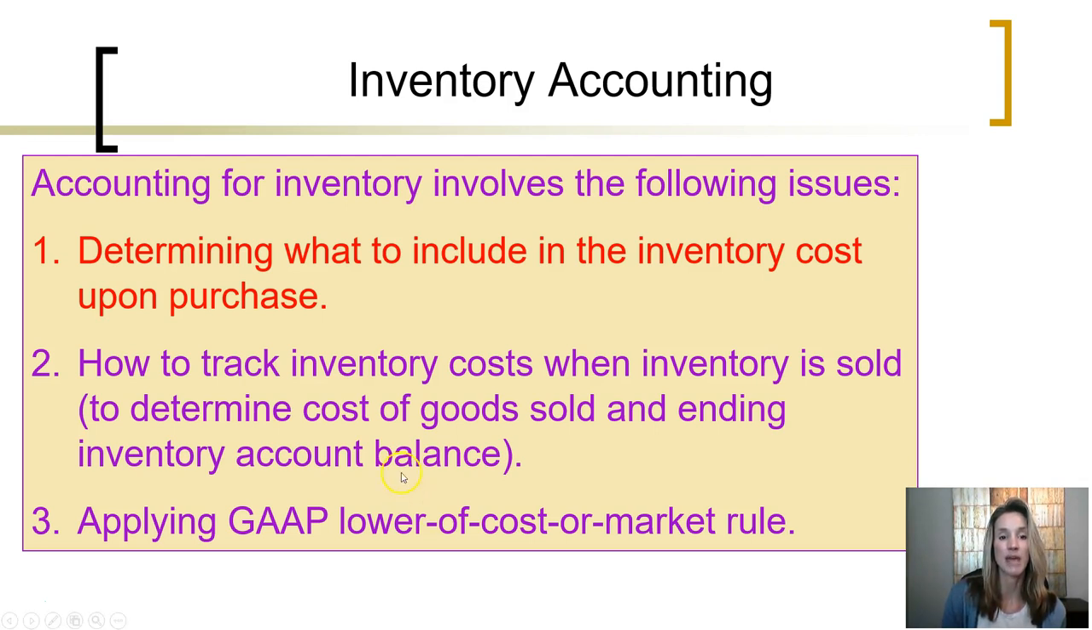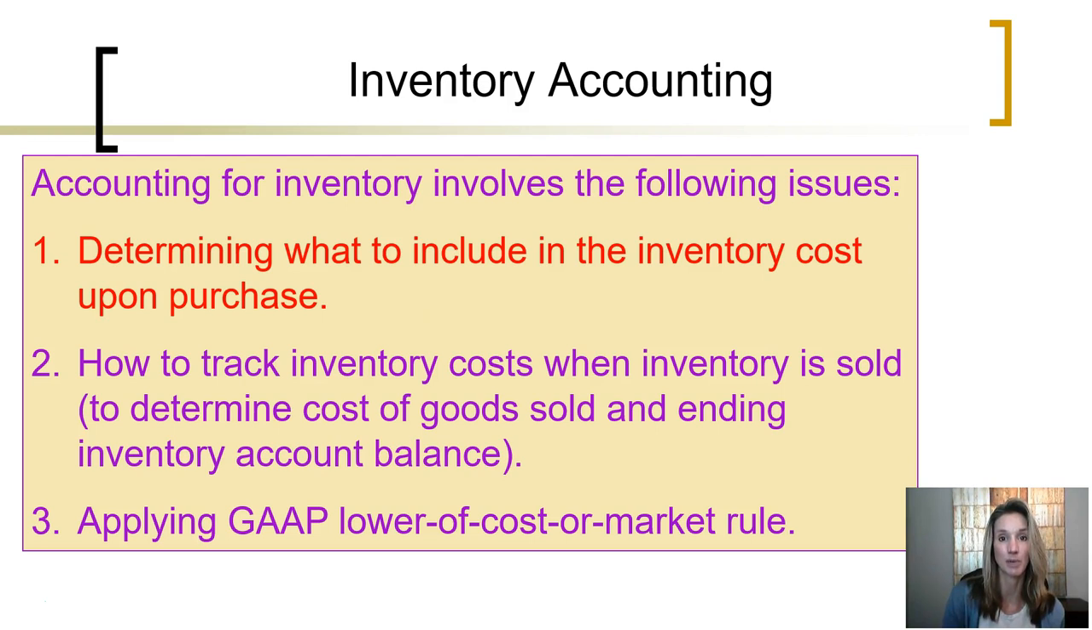The second will be how to determine the inventory cost, or how to track inventory cost as inventory is sold. This helps us determine the cost of goods sold to record, as well as what ending inventory is reported on the balance sheet. And finally, the third issue is applying a generally accepted accounting principle rule called the lower of cost or market.